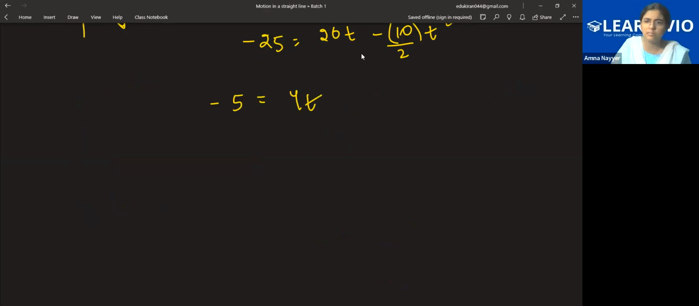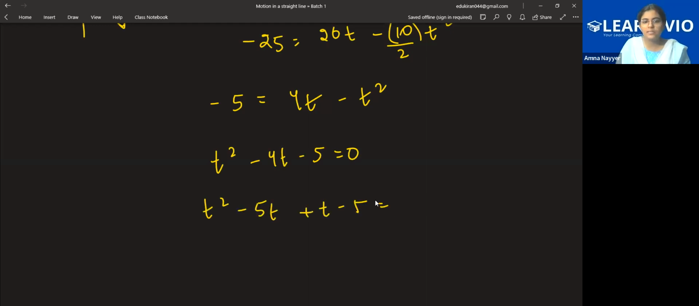this 5 term. This is already 5, so this becomes minus t square, right? Let's shift this on the other side. So this becomes t square minus 40 minus 5 is equal to 0. No other way other than splitting the middle term. That is the only option which is left. So t square minus 5t plus t minus 5 is equal to 0.